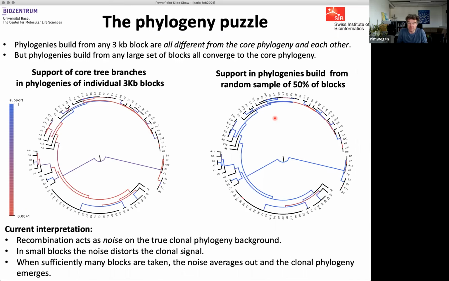And one way to think about it is that this recombination, this horizontal exchange of DNA, is essentially just introducing noise onto this clonal background. If I take just a small block, the noise may be big enough to distort the signal so that I will get a different tree. But if I take many blocks, then this noise from recombination will start to average out and I will converge to the clonal phylogeny. So we decided to ask, is this really the correct interpretation? And are there ways that we can confirm it?